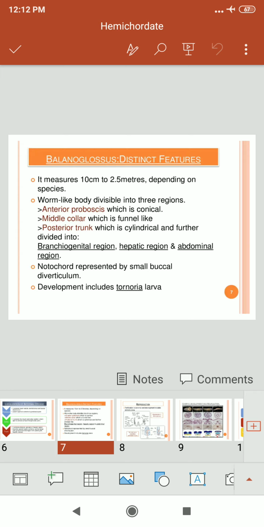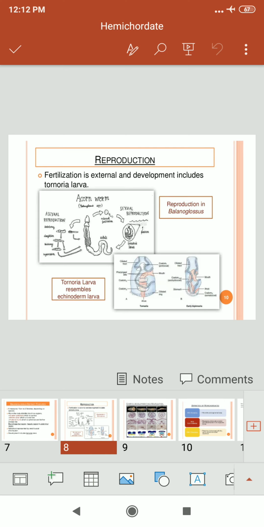further divided into the branchiogenital region, hepatic region, and abdominal region. The notochord is represented by a small buccal diverticulum, and its development includes the Tornaria larva. You can see the reproduction of this Balanoglossus. Fertilization is external, development includes the Tornaria larva, and the example is an acorn worm.